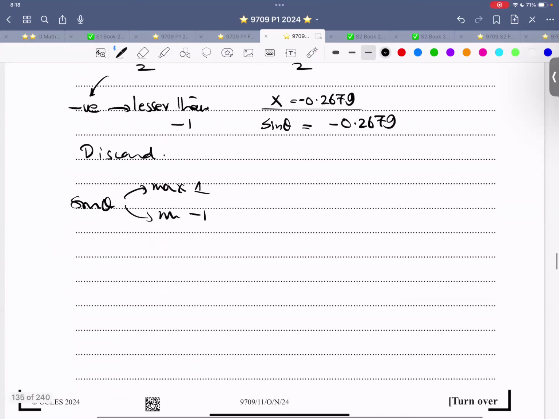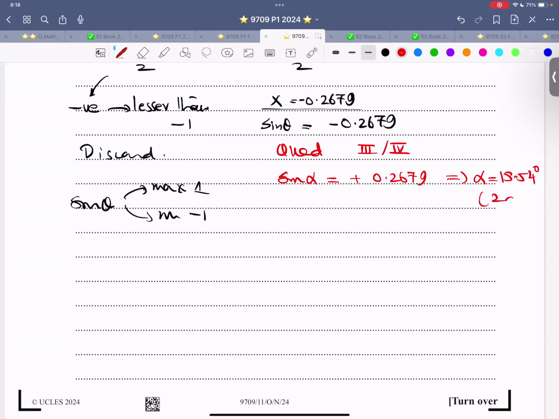Now start the 4-step solution. First thing, the quadrants. The quadrants are third and fourth. Let alpha be the basic angle. Sine alpha is positive 0.2679. Therefore, alpha is coming out to be 15.54 degrees, to 2 decimal places. That is one step, two step, third step. Therefore, theta is 180 plus 15.54 and 360 minus 15.54.